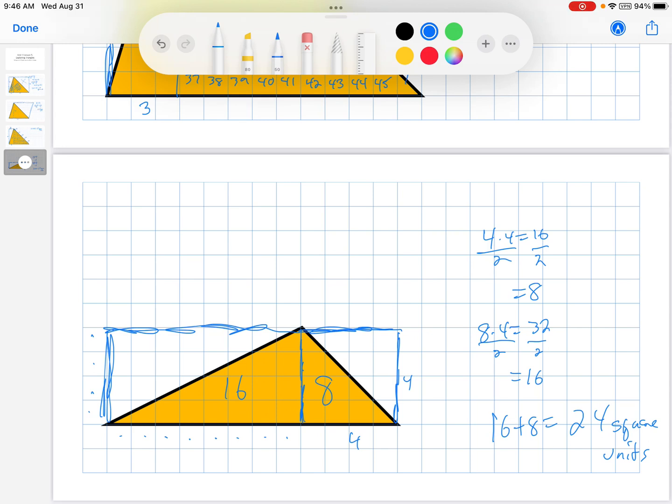Did you get 24 square units? Do you understand some of the procedures for finding the area of a triangle? I hope that you do. Remember, if you have any questions, ask your teacher.